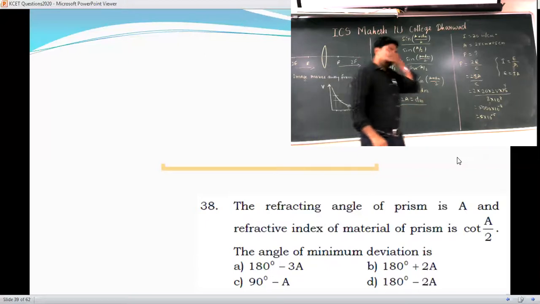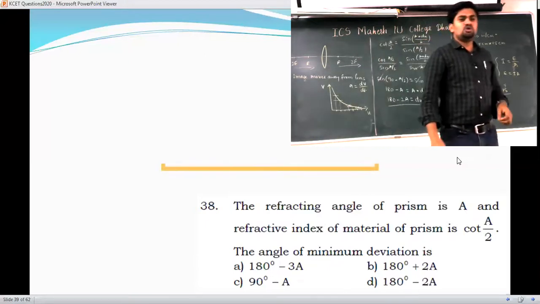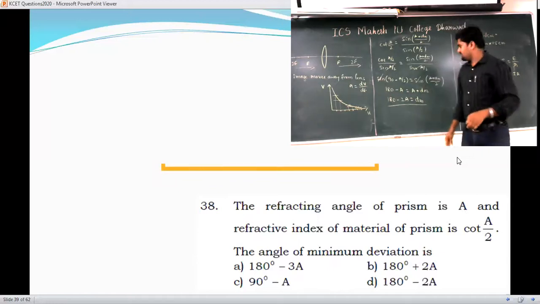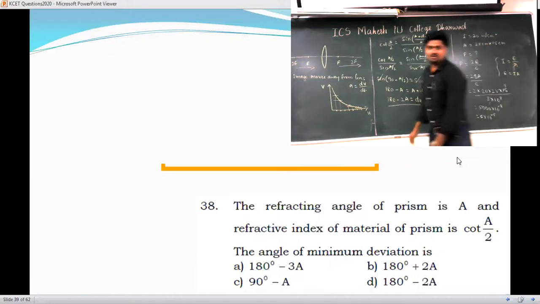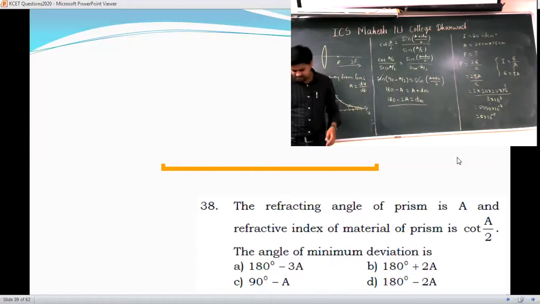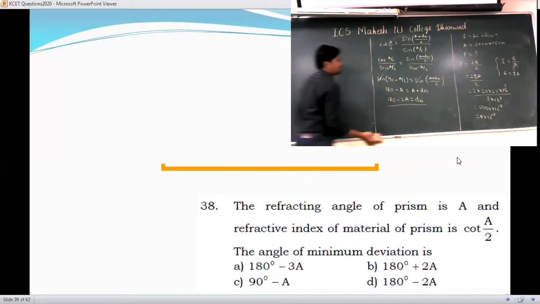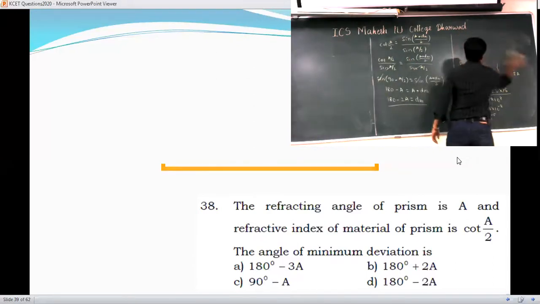What is the angle of minimum deviation dm there? So dm is equal to 180 minus 2A. Which is your suitable answer option there? Option D. Just mark it. Yes, we'll go to the next one.